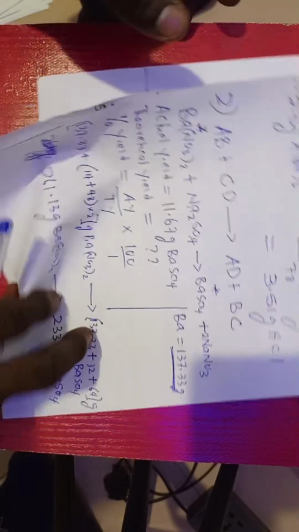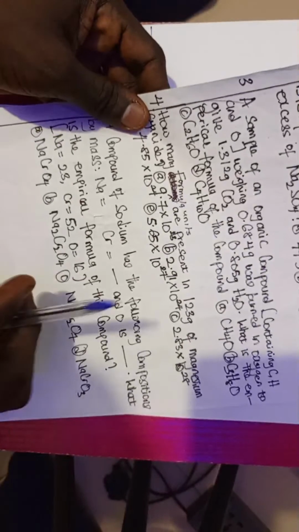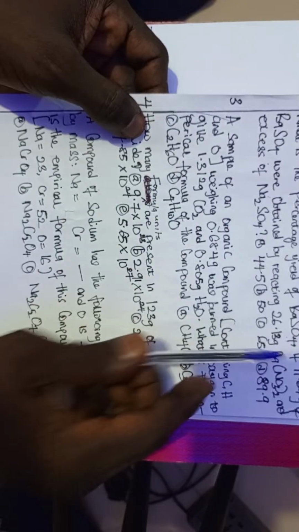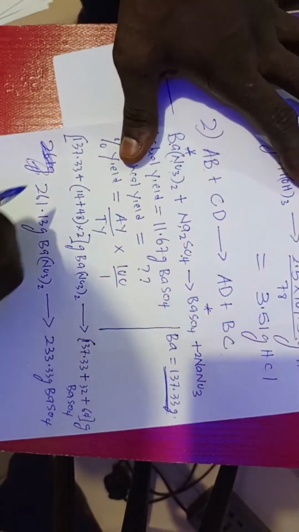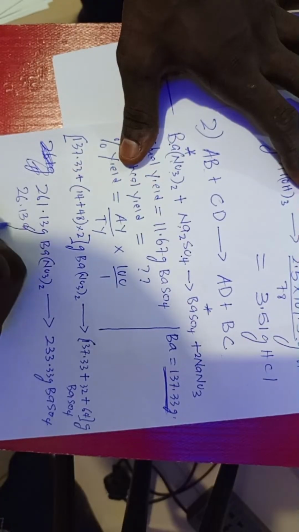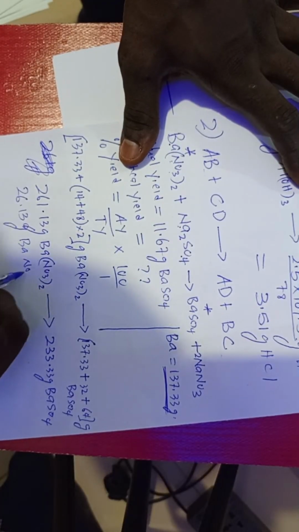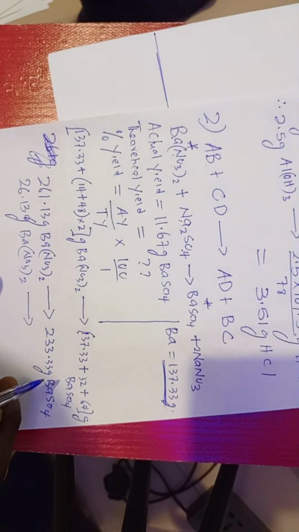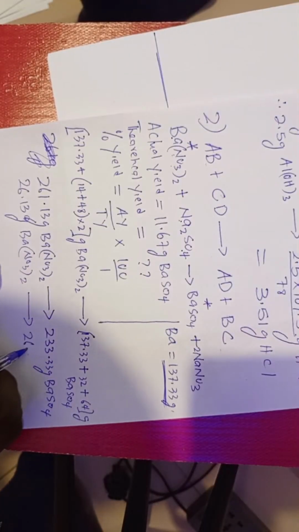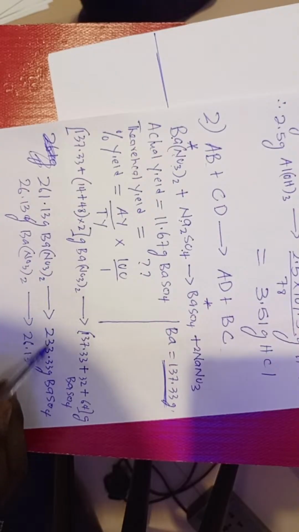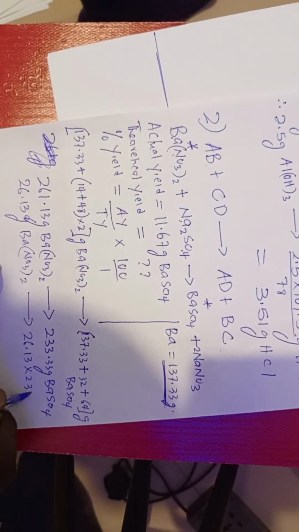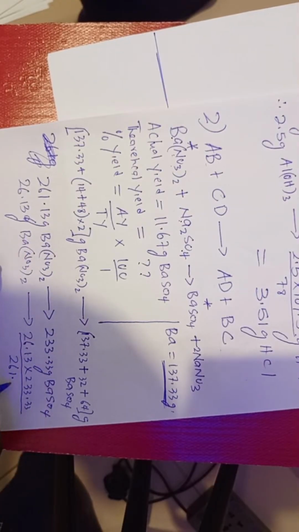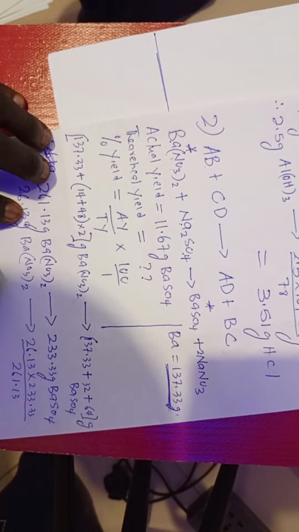Now from the question, we're given that 26.13 grams of barium nitrate reacted here, right? So let's use it now. 26.13 grams of barium nitrate is expected to produce how many grams of barium sulfate? Let's cross multiply. We're going to have 26.13 multiplied by 233.33 divided by 261.13. So what's the final answer here?